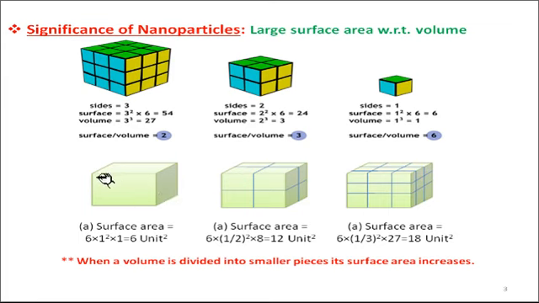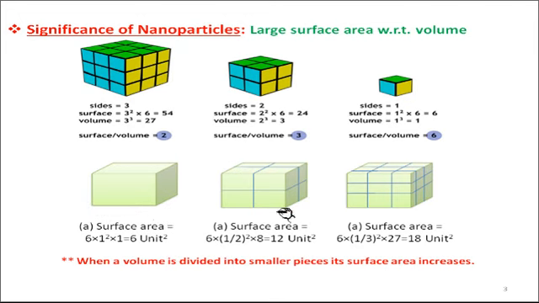Here in this particular case you have only one cube. For this cube, suppose the side is again 1 unit. If you calculate the surface area for this single cube, it will be 6a square into 1 cube, so the surface area will be 6 unit square.